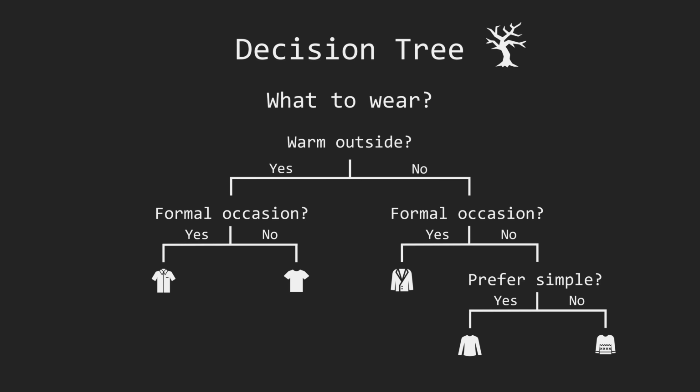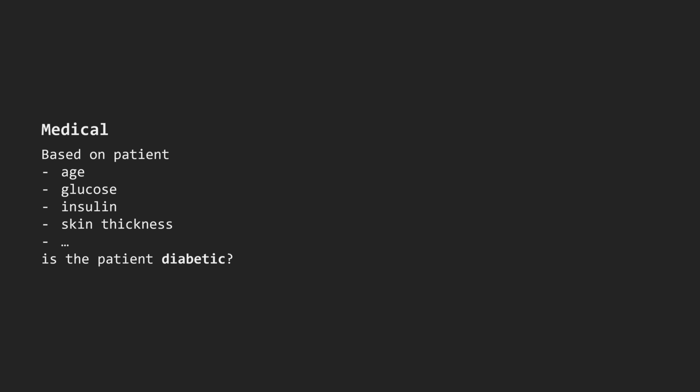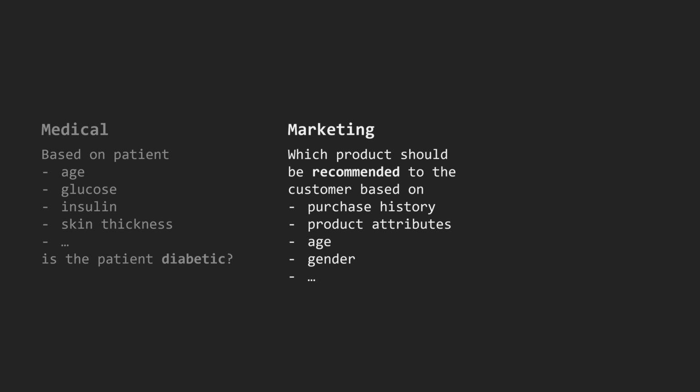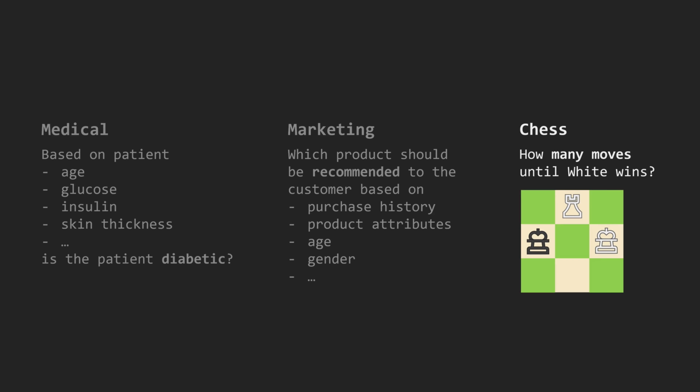In practice, among many applications of this method, some of the most popular are medical diagnosis and marketing product recommendations. Interestingly, we can even use a decision tree for chess-related tasks, such as predicting how many moves remain in the final stage of the game. Let's now focus on the medical case.